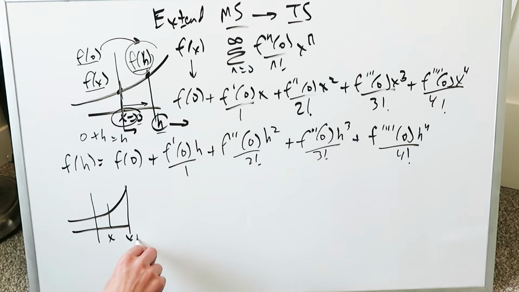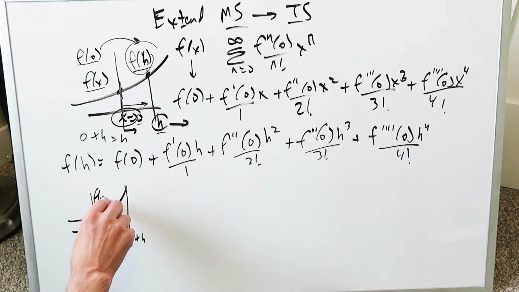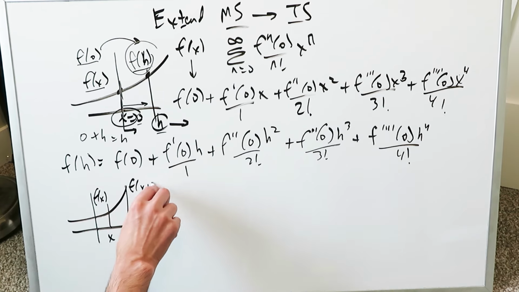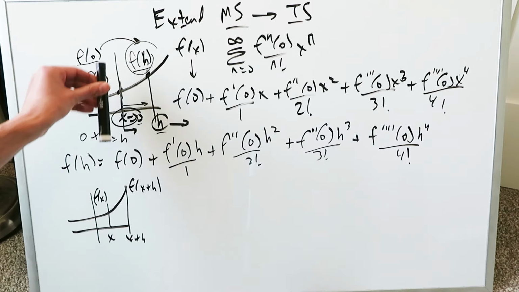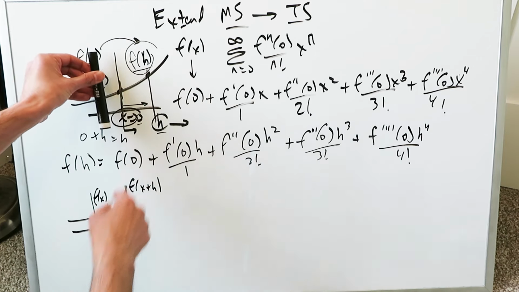This was x, this is x plus h. If this right here was f of x, this here is f of x plus h. Do you see what I'm doing? The original function is still the same. This original curve is still the same. Originally we were right here and I went h units away.